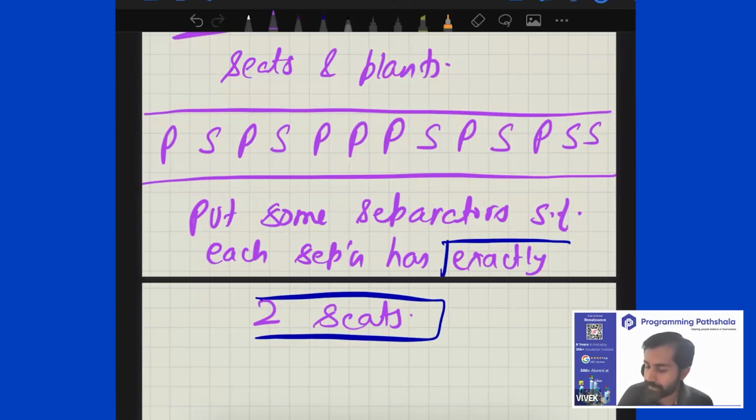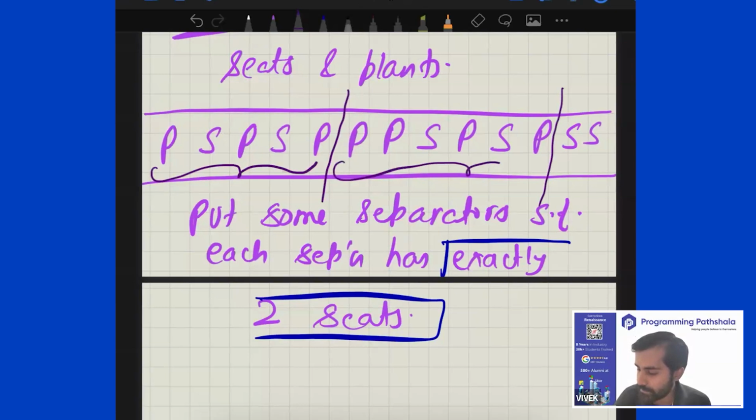So let me just give you a quick example. I can say, let's do one thing. Let's put our first separator over here, and then let us put our second separator over here. So if I put my first separator over here, then this is my first separation, this is my second separation, and this is my third separation.